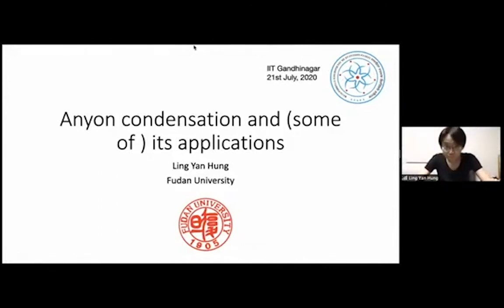So what I'm going to talk about today is something called Anyon condensation and some of its applications. This is something that we have spent a lot of time on in the past couple of years, and it has quite a lot of applications, as I'm going to show, particularly when people study topological phases of matter. Anyon condensation is an important physical phenomenon.